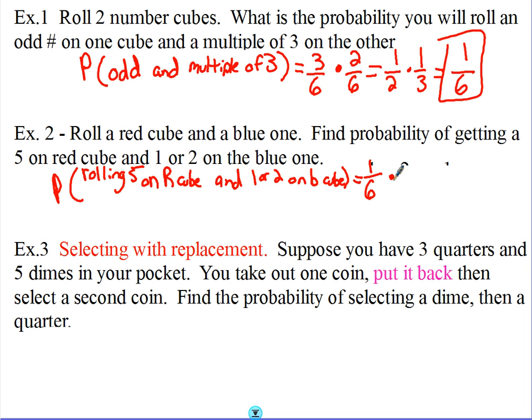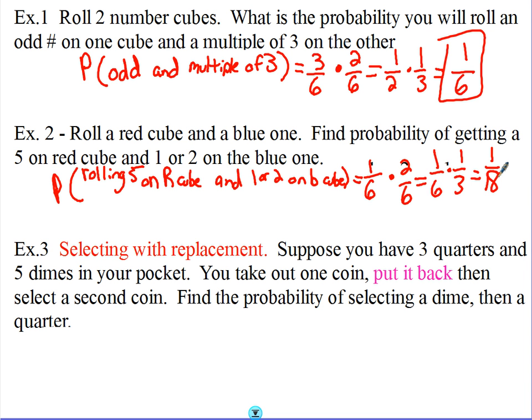We're multiplying it by the probability of rolling a 1 or 2 on the blue die, so the blue cube. So I would have 2/6. Reduce this one fraction, I'd have 1/6 times 1/3. I'm going to multiply those out, and I'm going to have 1/18 of a chance to roll a 5 on the red cube and a 1 or 2 on the blue cube.